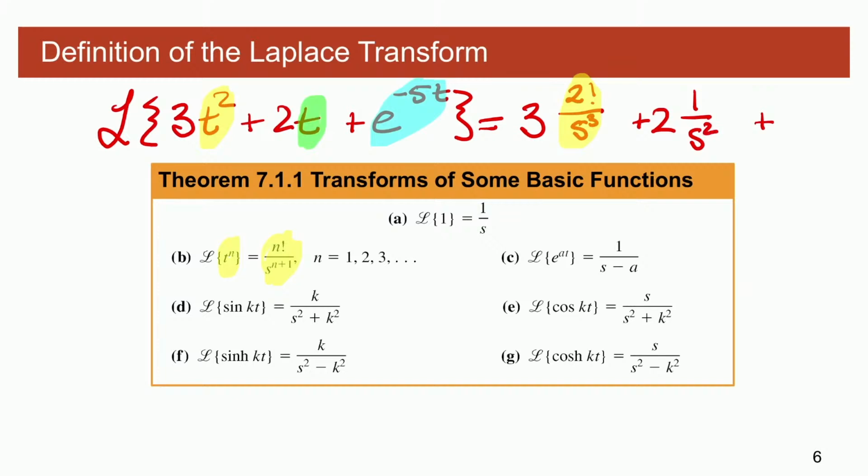And then finally, the last one is the e to the negative 5t. Let me highlight this one, the green one. And e to the negative 5t fits into this category. You can probably figure this out: e to the negative 5t, a here is negative 5, so you have 1 over s plus 5.